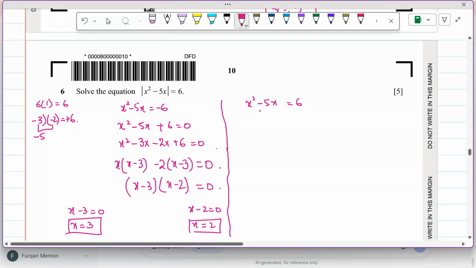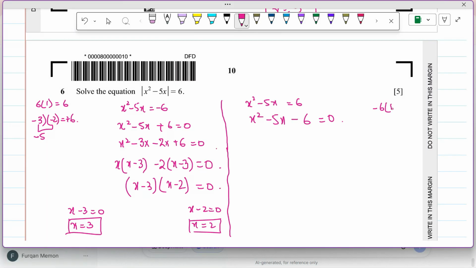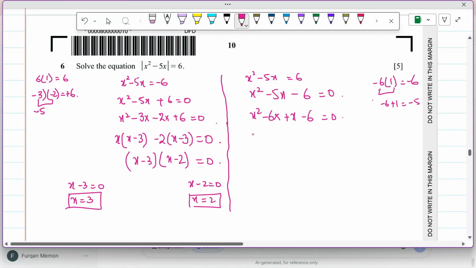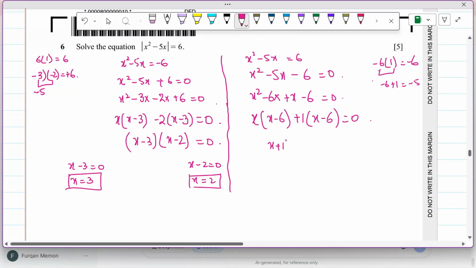Now we need to solve this equation too. So we have x² − 5x. When we move positive 6 to the left side it becomes −6, equal to 0. We can solve this equation by factorization. For example, −6 times 1 is equal to −6, and when we add them, −6 plus 1 gives −5. So we will have x² − 6x + x − 6 equal to 0. When we take x common, x − 6 plus 1 common and x − 6 equal to 0. So we will have (x + 1) times (x − 6) equal to 0.